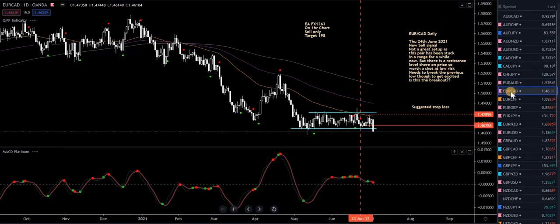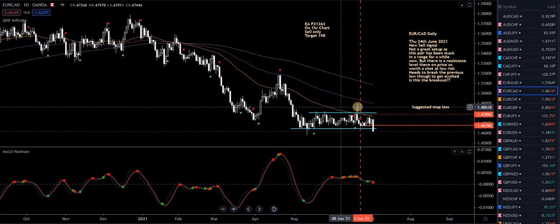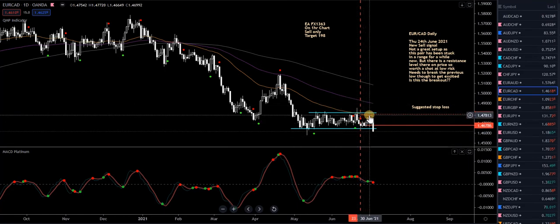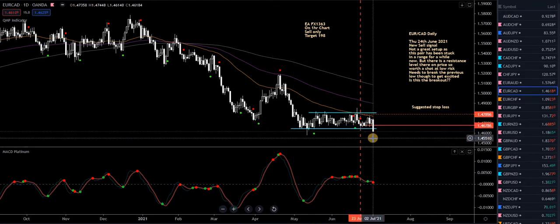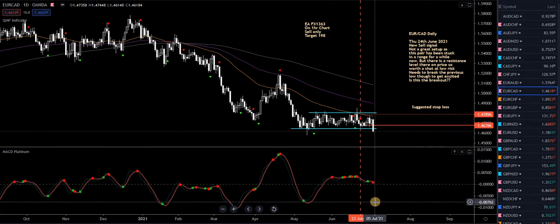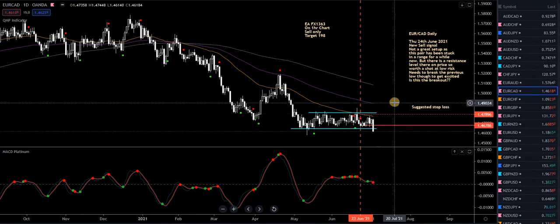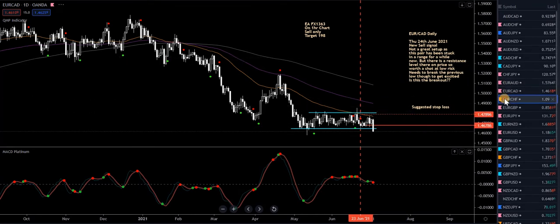Euro CAD, sell trade. The initial stop was above this high here. I would have brought it down now above this high here. It's broken through this previous low, or looks like it's heading that way. We've got a new red dot on the MACD Platinum above the zero level, so it's hopefully pushing down a bit lower. So the stop's been moved down. Euro CAD. Euro Swiss.